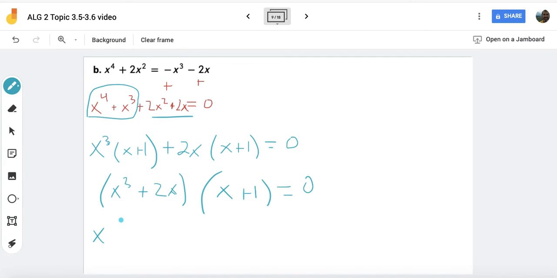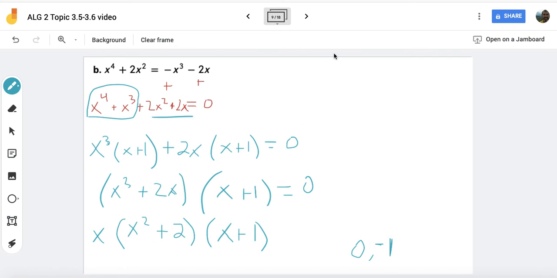So I have an x as one factor. I have x squared plus 2, which is going to have imaginary roots. I'll get back to that in a minute. And I have x plus 1. So if I set these all to 0, I can get some roots. One root's going to be x equals 0, so there's one of the roots. This one, x plus 1 could equal 0, so that's negative 1 is one of the roots.